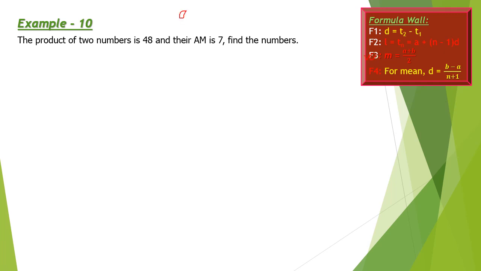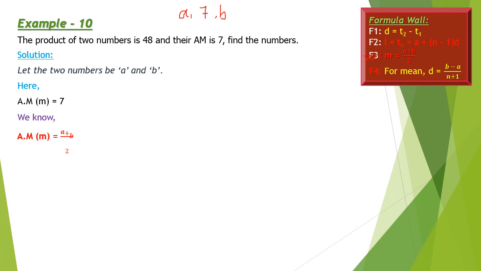Now if we suppose the numbers to be a and b, then their mean is in the middle, that is 7. Now there are two conditions. Let the two numbers be a and b. We have to find the value of a and b. Here AM is equal to 7, we know AM is equal to a plus b by 2, or 7 is equal to a plus b by 2. Cross multiplication, 14 equal to a plus b, or 14 minus b is equal to a. Now this is our equation 1.